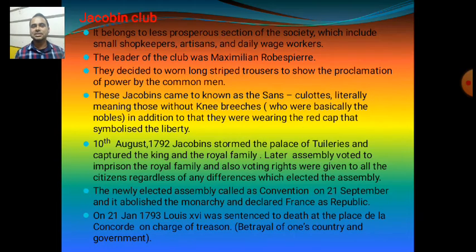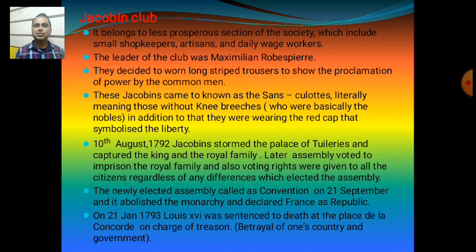Next to this, now let us try to understand who these Jacobins were, or what the Jacobin clubs were about. They belonged to the less prosperous section of society, which included small shopkeepers, artisans, and daily wage workers. So, who were the Jacobins? They were this group of people. The leader of these clubs was Maximilian Robespierre.